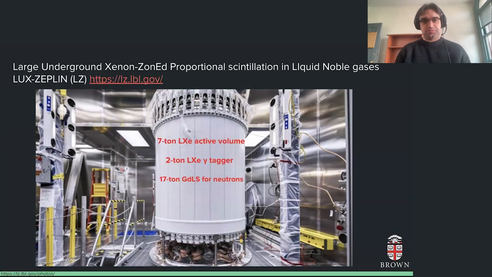So just to give some numbers, there's about 7 tons of liquid xenon, 2 tons of liquid xenon for a photon gamma tagger, and a 17-ton gadolinium-doped liquid scintillator for neutron backgrounds. If that's a lot, don't worry. Just know that it's a giant vat of liquid xenon, and we want dark matter to come and hit that xenon and give us some sort of signal.